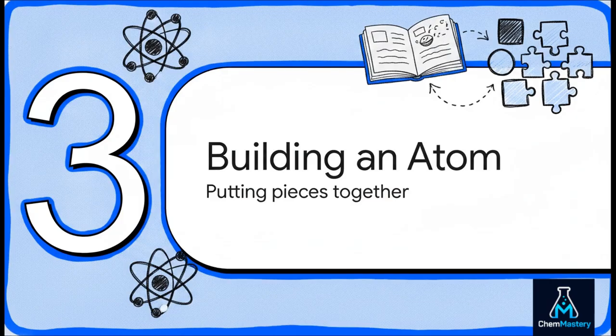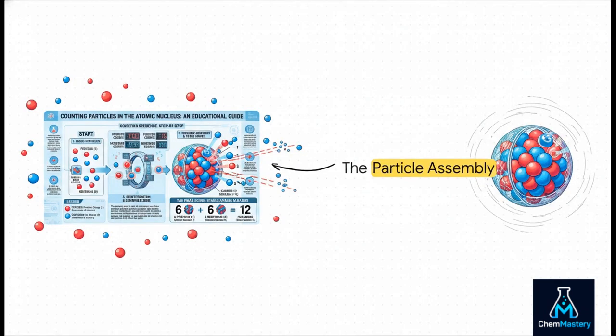All right, Section 3. Assembly. Building an atom. Putting the pieces together. Let's look at this like a sort of metaphorical particle assembly line. Imagine exactly how loose subatomic particles, your red protons and blue neutrons, are sourced, beamed through a counting machine, and then finally combined to form a stable atomic nucleus.